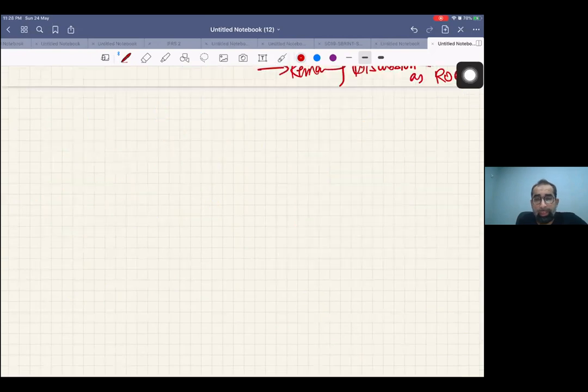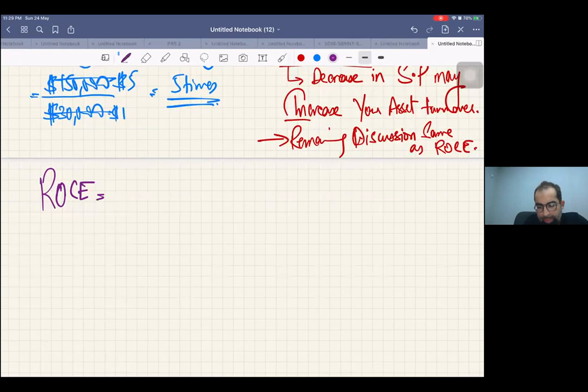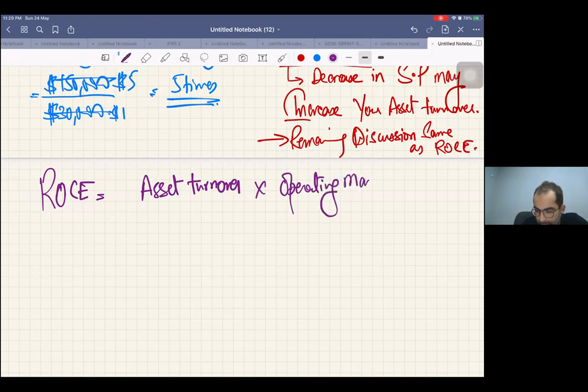Now, let me tell you the relationship between ROCE and asset turnover. Now, look here. Return on capital employed is basically the product of, open your eyes, asset turnover and operating margin. Return on capital employed is basically the product of asset turnover and operating margin.